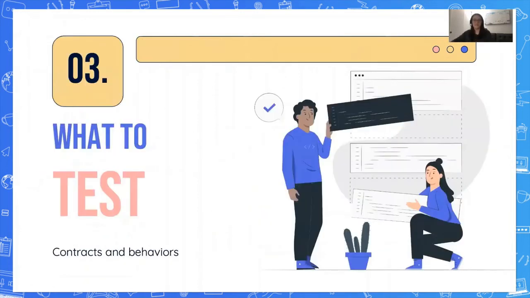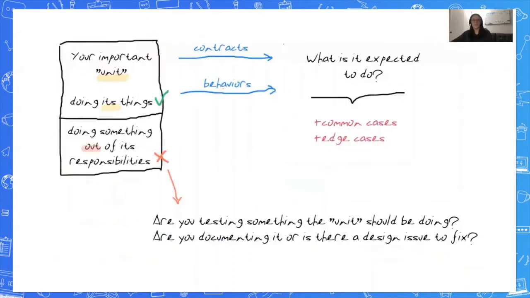And a normal question is, what to test then? When it comes to what to test, we normally think about the contracts and the expected behaviors that the piece of code you are writing has. So what is this unit expected to do? Is it important to check? What do the other parts that consume it expect from it?